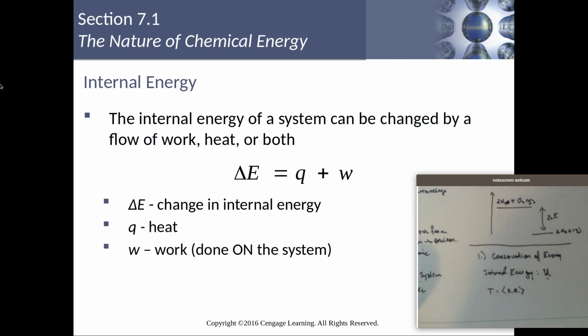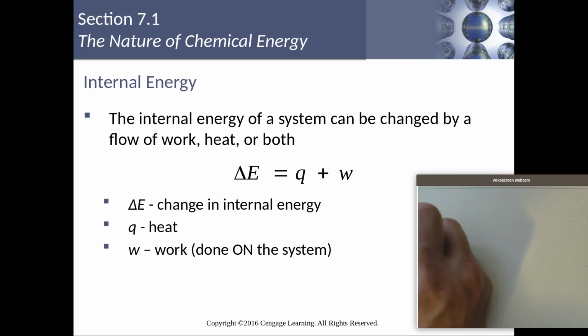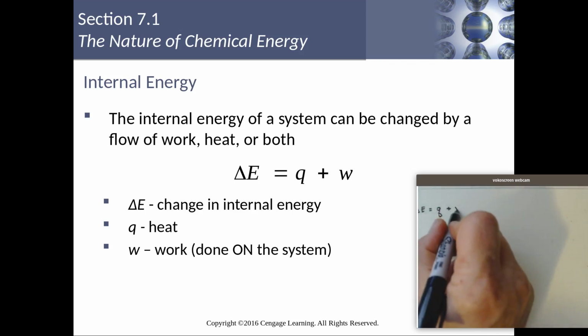Now, this equation that we have here is one that you need to pay attention to. Okay, because thermodynamics deals with the changes of energy, the change of energy of the system. And the way that I can change the energy of the system, delta E, is I can add heat to it, or I can do work on it.